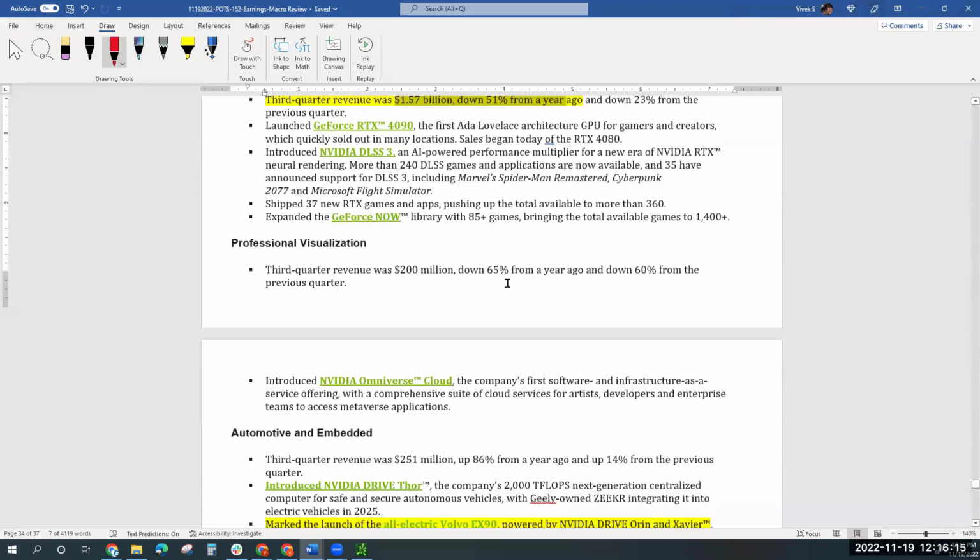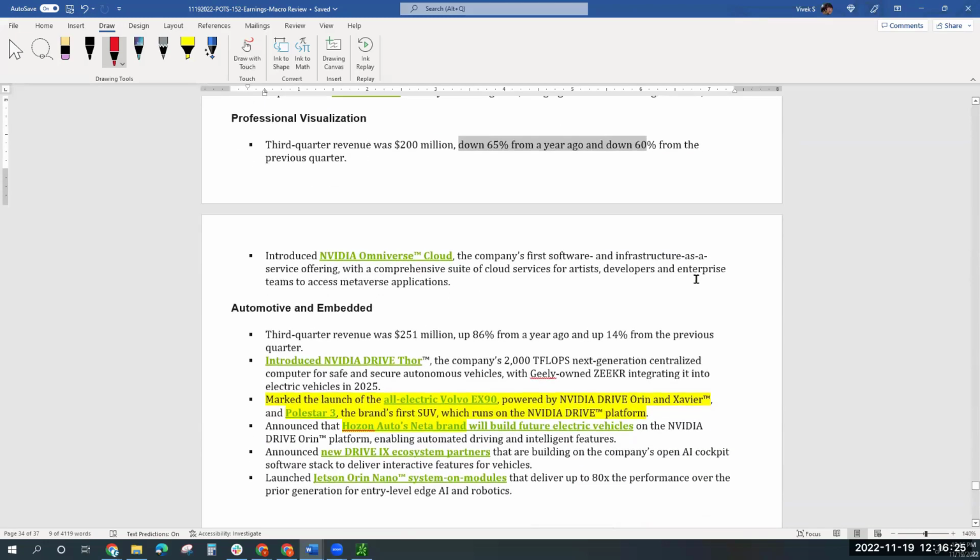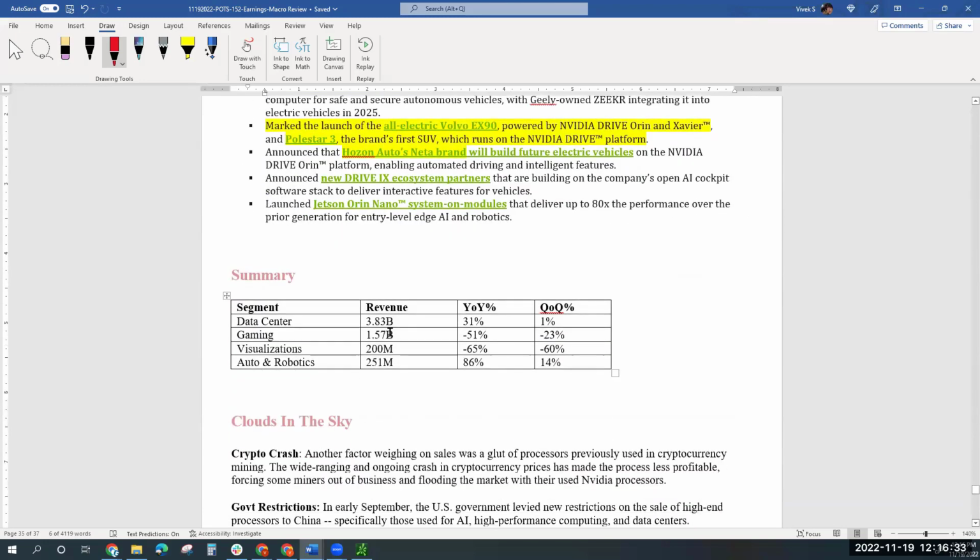The third segment is professional visualization. This is where the metaverse and all that stuff is, and that is down 65%. It includes metaverse, smart cities, and all that stuff. The fourth one is automotive and embedded systems, which is up 86%. So overall, if we put a summary, data center is growing. Gaming used to be one big part of the business. Last year they did almost $3 billion in gaming. Now that is down by 50% year over year.